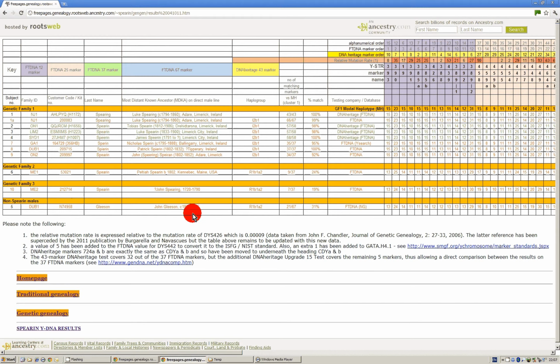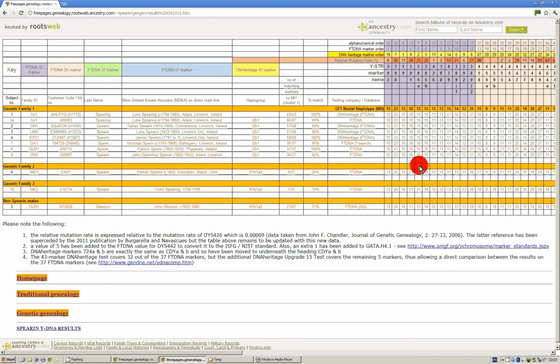The MDKA is listed in this column here in the results table. The next column also talks about the haplogroup, and you'll see that everybody in genetic family 1 belongs to haplogroup I2b1, and the members in genetic families 2, 3, and the non-Spearin males all belong to the haplogroup R1b1a2. We'll have another video about the haplogroups in due course. But before we do that, let's look at the haplotypes.